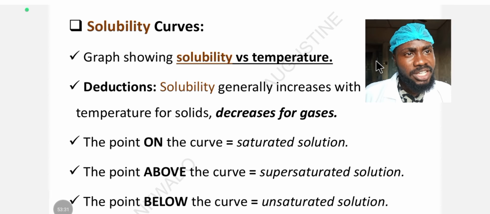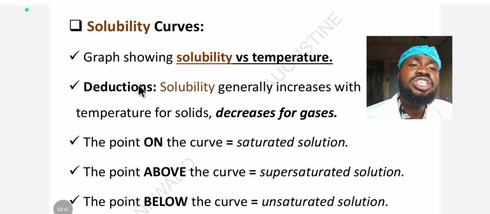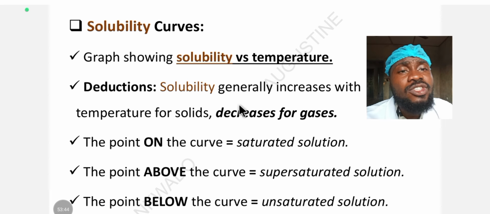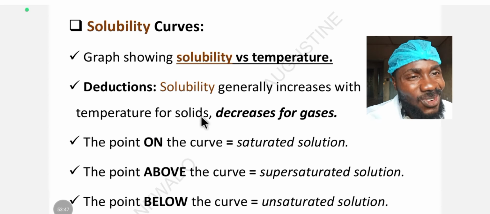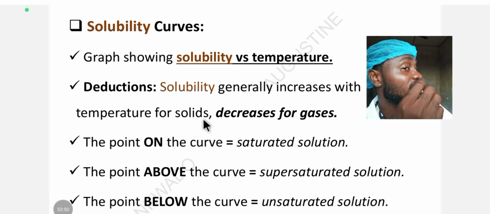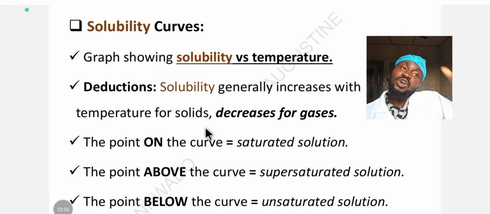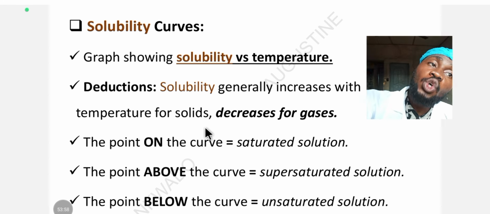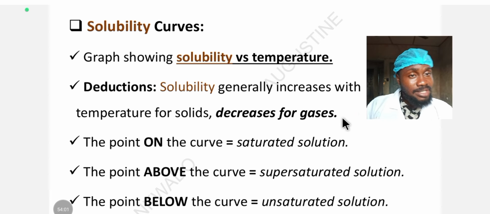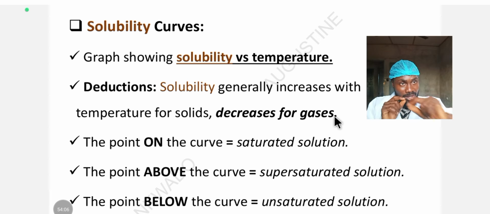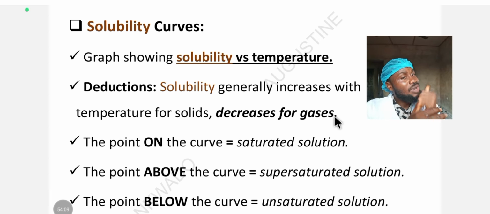The first thing is deduction. Under deductions in the solubility curve, solubility generally increases with temperature for solids. When the solution is saturated, you increase the temperature to dissolve more. So, as temperature increases, solubility increases for solids. But for gases, it decreases.